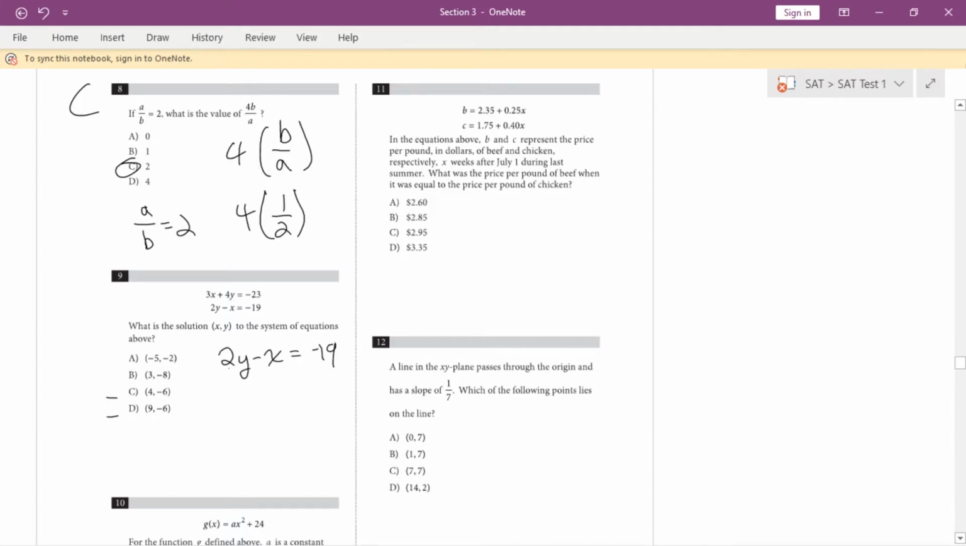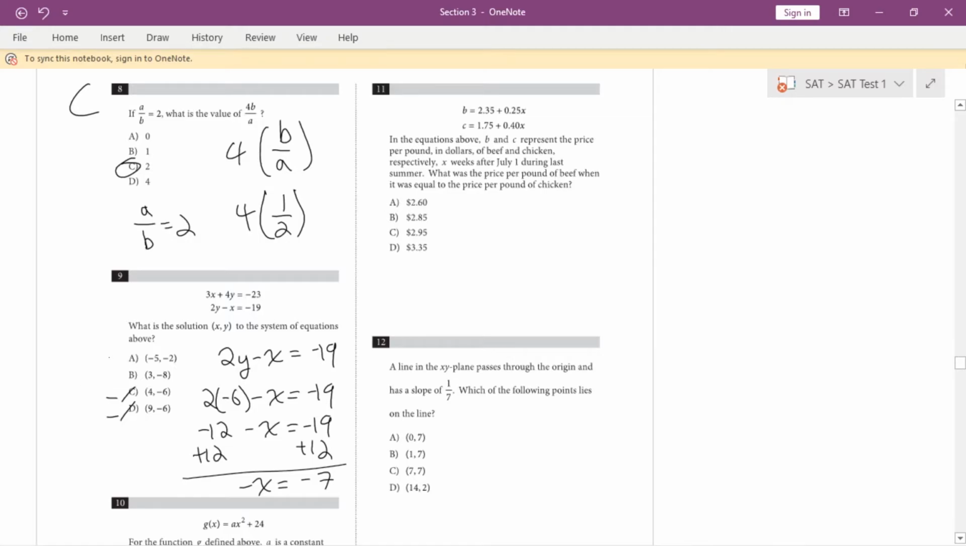Let's see, if I plug in -6, I get 2 times -6 minus x is equal to -19. Well, 2 times -6 is -12. And I'm going to finish writing out the rest. I'm going to add 12 to both sides. And then I get -x is equal to -7, which means x has to equal +7. Unfortunately, C and D, neither of those are 7. We have 4 and 9. So it can't be C or D. So we only need to check one more option.